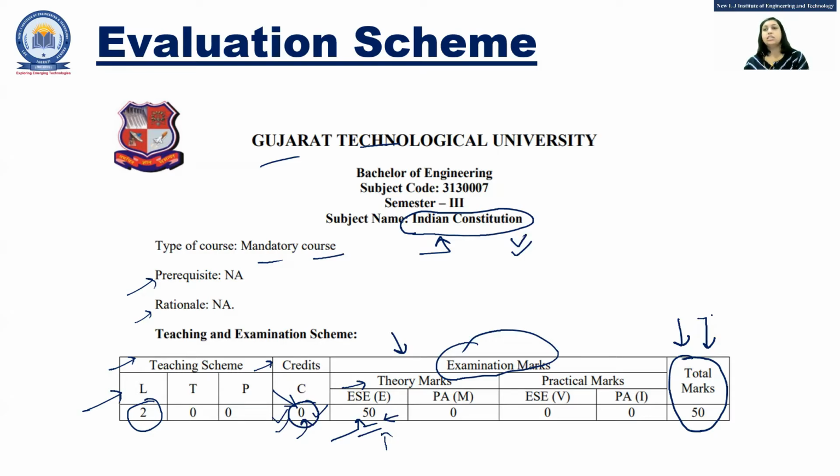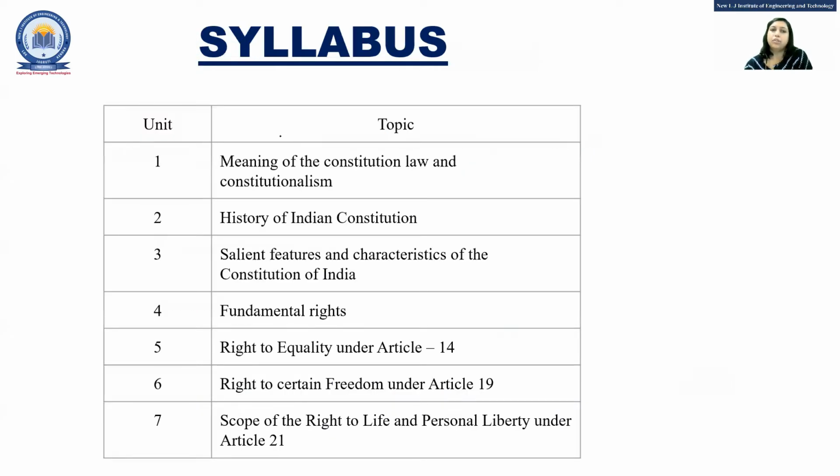At least you have to score a minimum of 50% out of this, so you must score more than 25 marks for this subject. Then only you will be able to pass the subject. If you are not passing the subject, definitely it will get added up as a backlog in your result. So that is how this mandatory course structure is. Now let us see the syllabus of this.